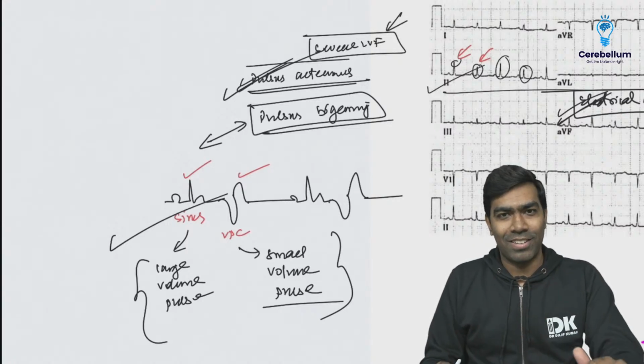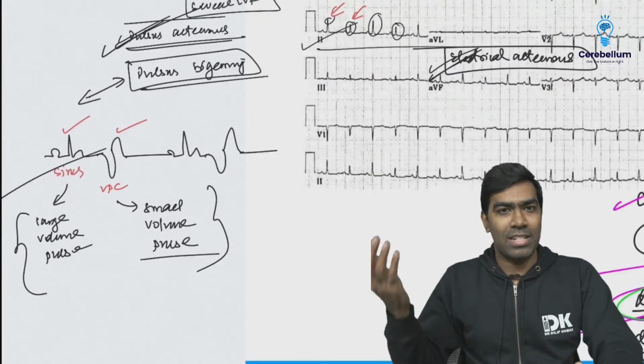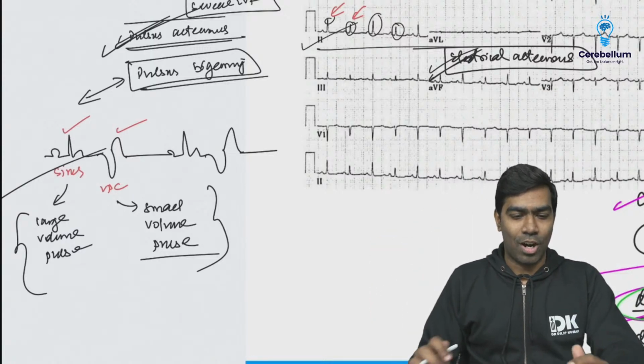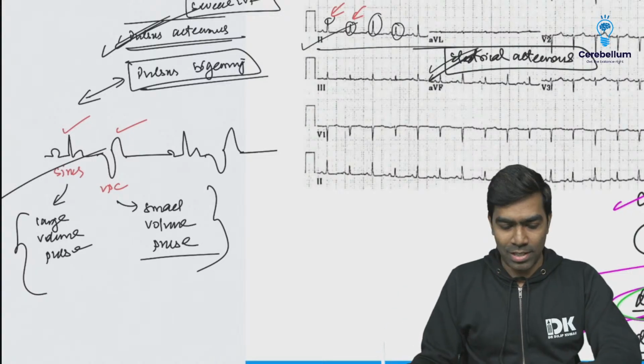Are you understanding what I'm trying to say? So electrical alternans is different, pulsus alternans is different, and pulsus bigeminy is also different. All are different terminologies, don't tend to confuse them with each other.